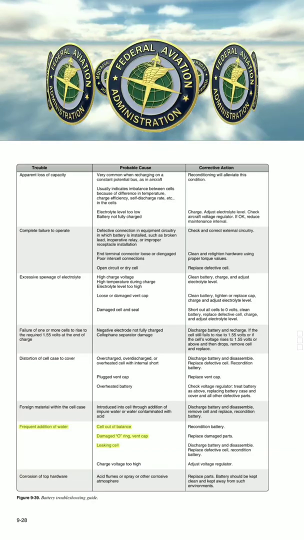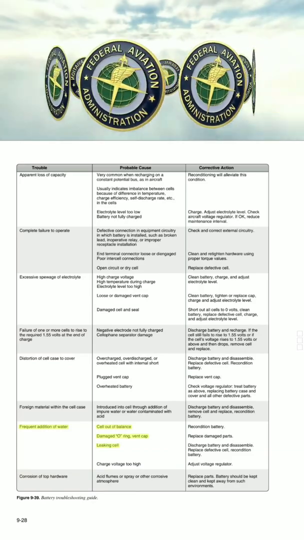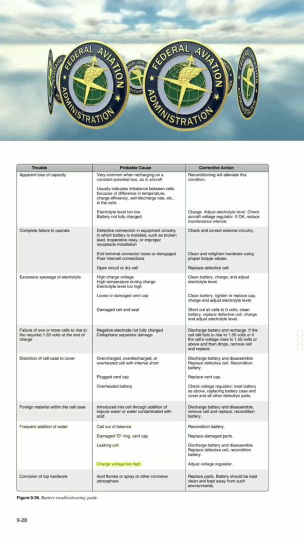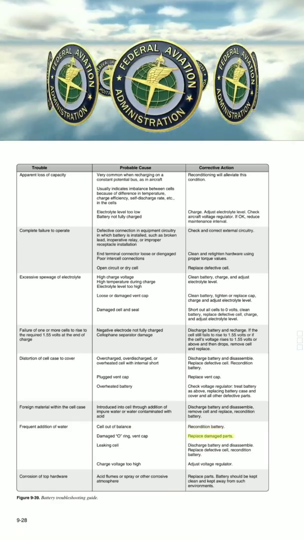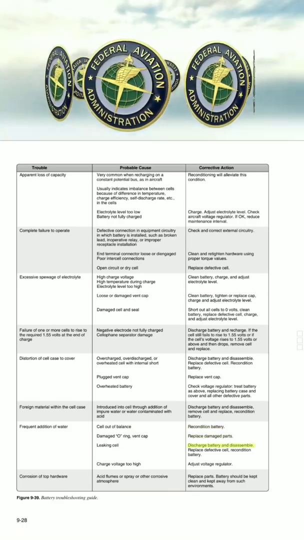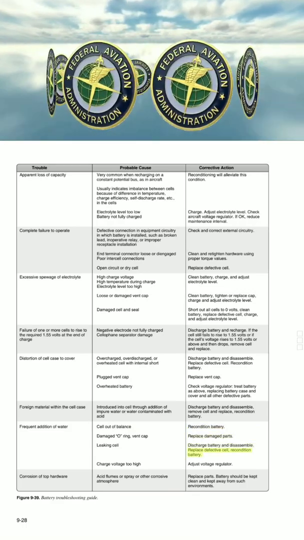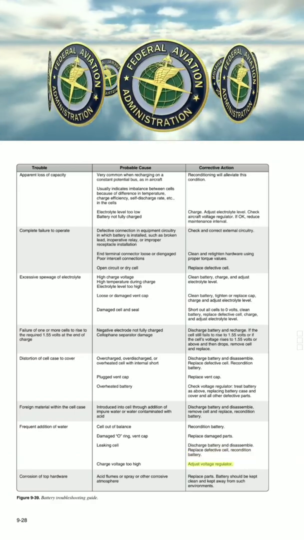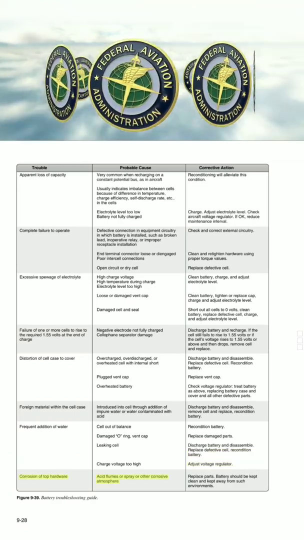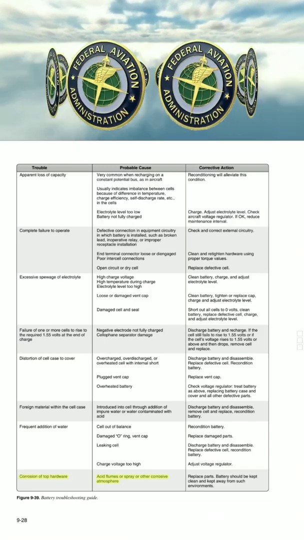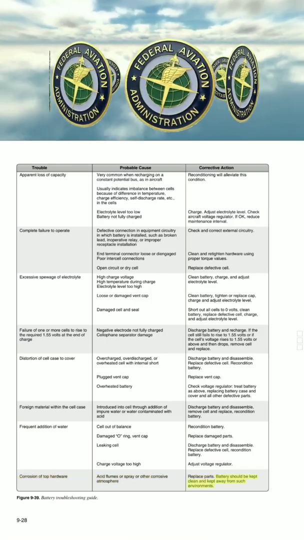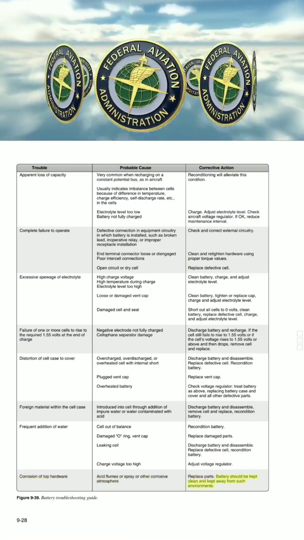Frequent addition of water: cell out of balance, damaged O-ring, vent cap leaking cell, charge voltage too high. Recondition battery. Replace damaged parts. Discharge battery and disassemble. Replace defective cell. Recondition battery. Adjust voltage regulator. Erosion of top hardware: acid fumes, spray, or other corrosive atmosphere. Replace parts. Battery should be kept clean and kept away from such environments.